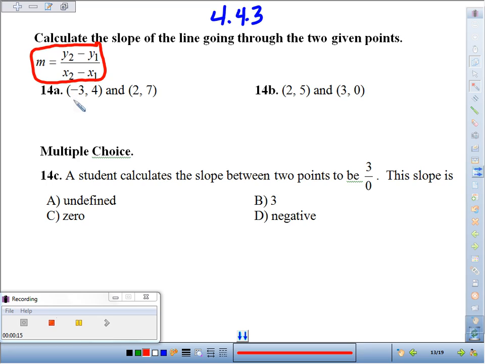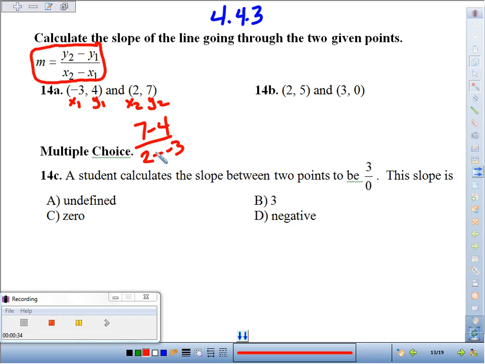So we have to look at, okay, here's my first x coordinate, here's my first y coordinate. Here's my second x coordinate, here's my second y coordinate. So to find the slope, I find my rise by subtracting the y values, 7 minus 4. I find my run by subtracting the x values, 2 minus a negative 3.